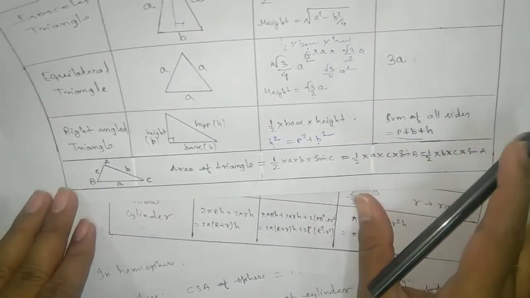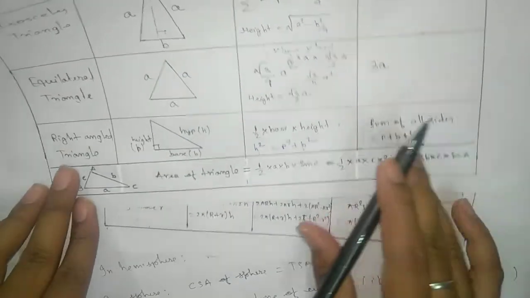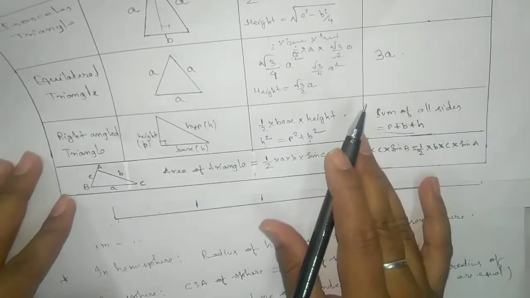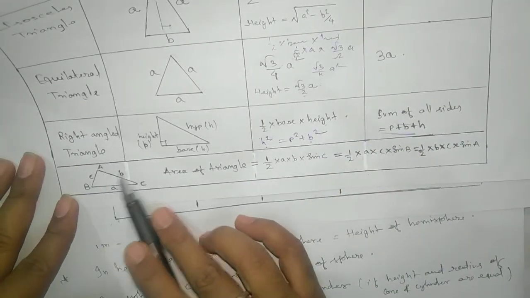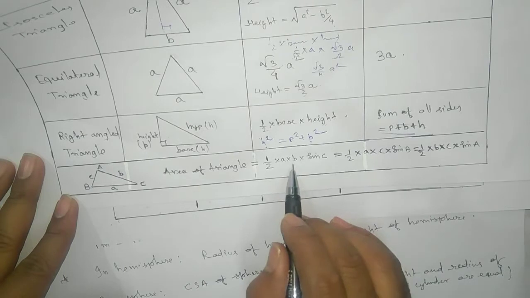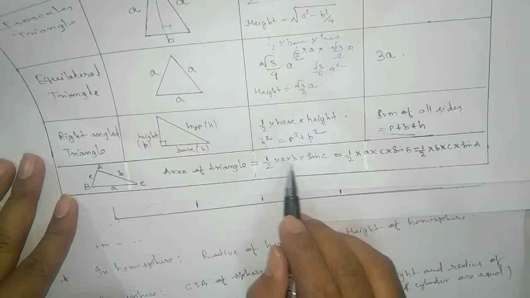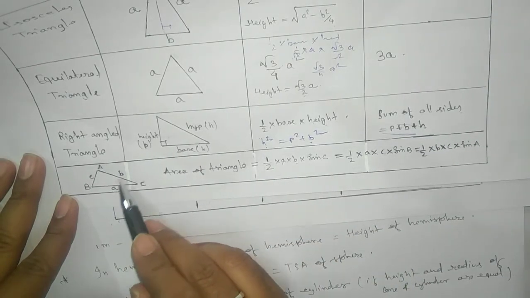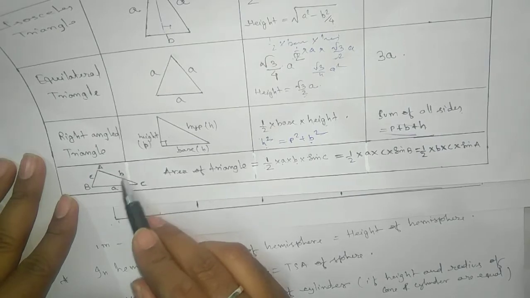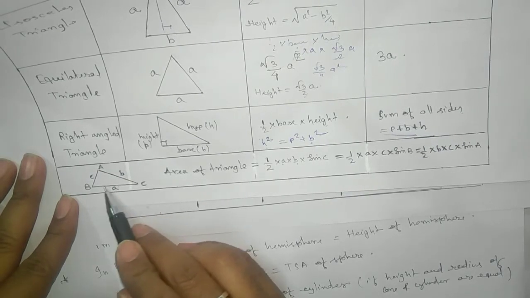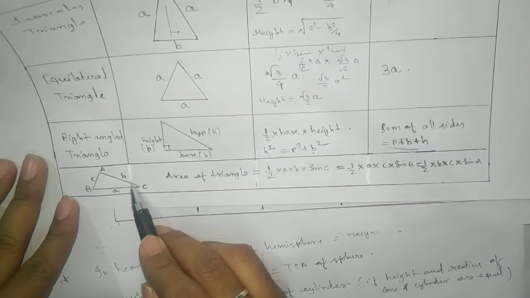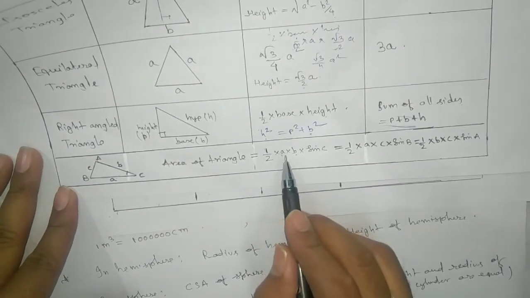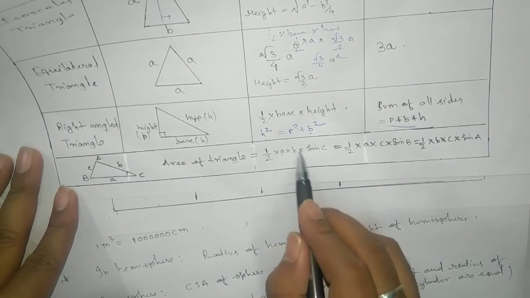Now if we see in the higher classes, if an angle is given to you along with the sides, then there is a different formula, that is half into a into b. If we take a and b, then the angle opposite, included between side a and side b, is c. So your answer will be half into a into b into sine c.